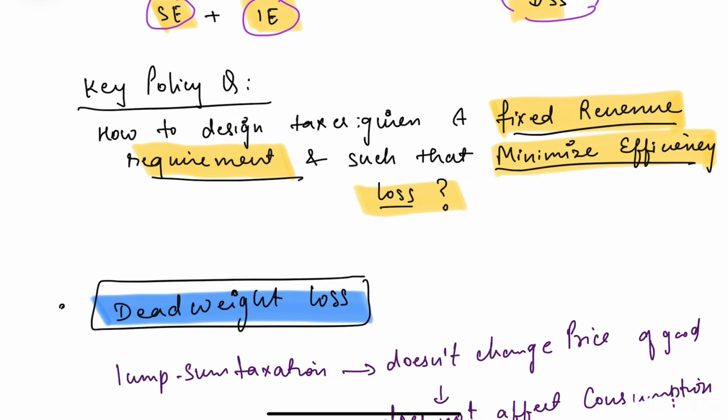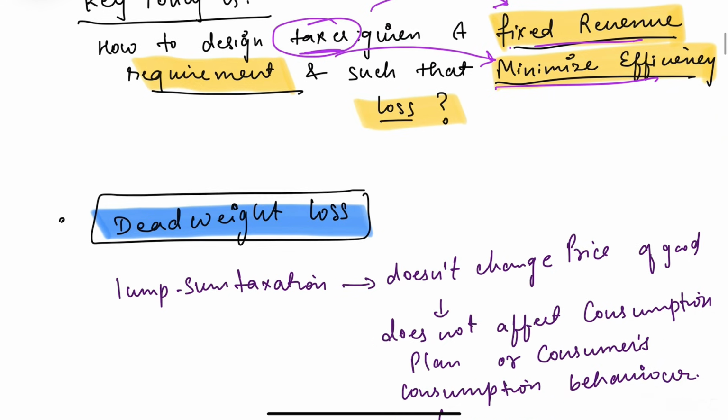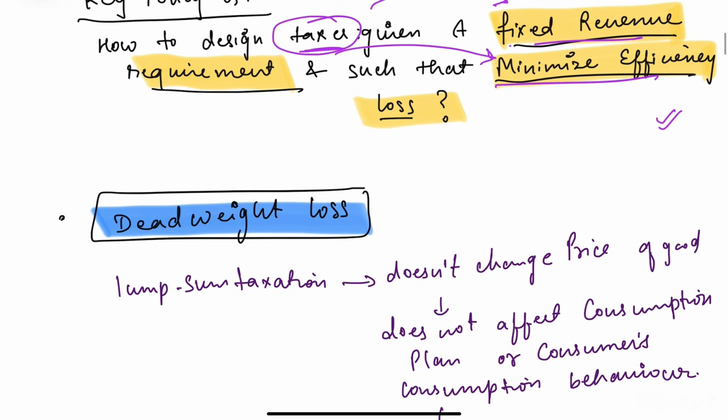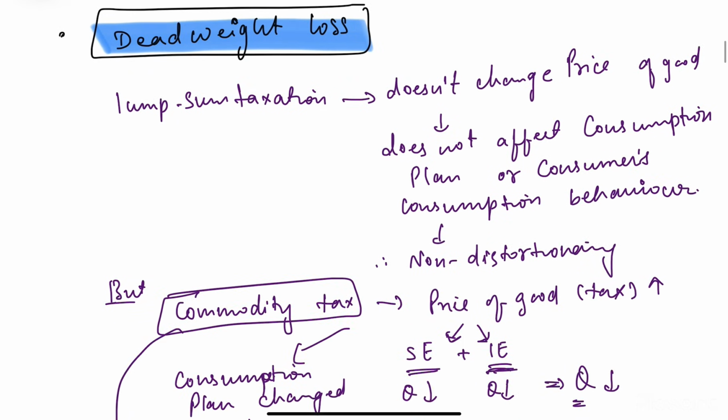Now here comes the key policy question, that is, how do we design the taxes such that a fixed revenue is also generated for the government, and our efficiency loss is also minimized? So we are looking for a kind of tax structure and tax that can provide a good revenue source and also minimizes the efficiency loss. These are the questions we are looking for. Before that we would understand more about the deadweight loss, how we are calculating deadweight loss.